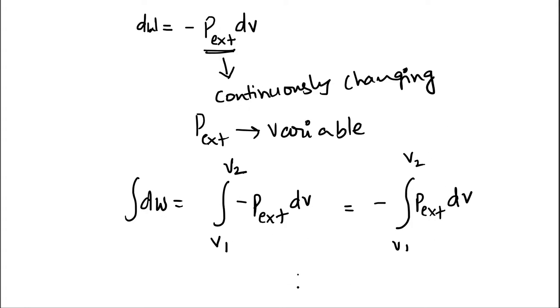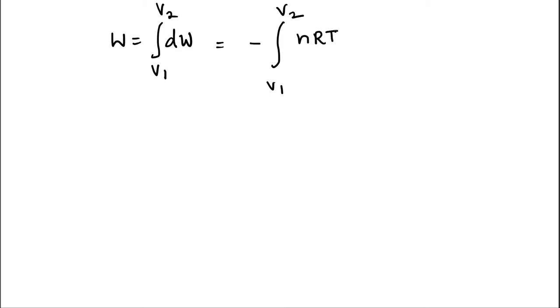Now let's use the ideal gas equation, PV equal to nRT. For 1 mole of gas, that is PV equal to RT, okay, let's keep it for n moles, PV equal to nRT. So therefore P equal to nRT over V. Now let's plug in. Therefore work equal to integral dW from V1 to V2, that's equal to negative integration V1 to V2 nRT over V dV.